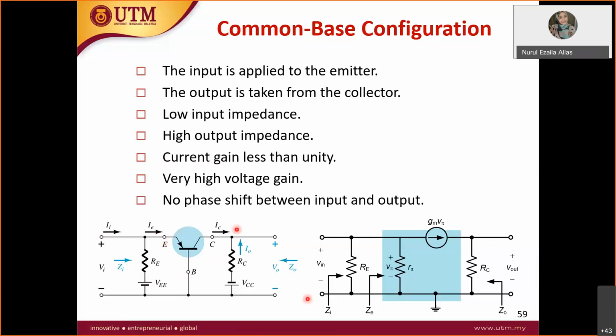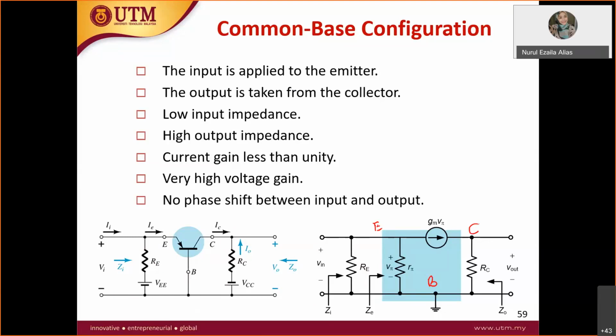Okay, output now is collector. Here you have RE at the input, at output you have RC. For the RE, the equivalent circuit is the hybrid pi model. Since you have the collector, let's write here. This is emitter, this is base, now become ground, and collector. The input is applied to the emitter.